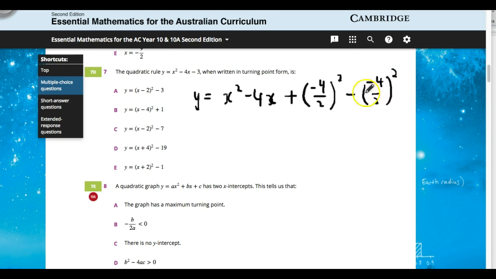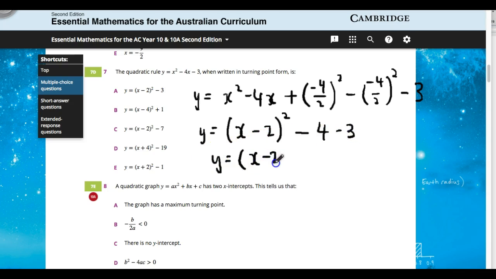Okay, so because we added it, we have to take it away, and then we've got the minus 3 at the end. So now we factorize it. Remember, it's x plus whatever, sorry, not plus, it's going to be minus. So whatever this number is in here, negative 4 divided by 2 is negative 2, squared, and then we have negative 2 squared, which is 4, minus 3. So we have y equals x minus 2 squared minus 7. And there we go, the answer is C.